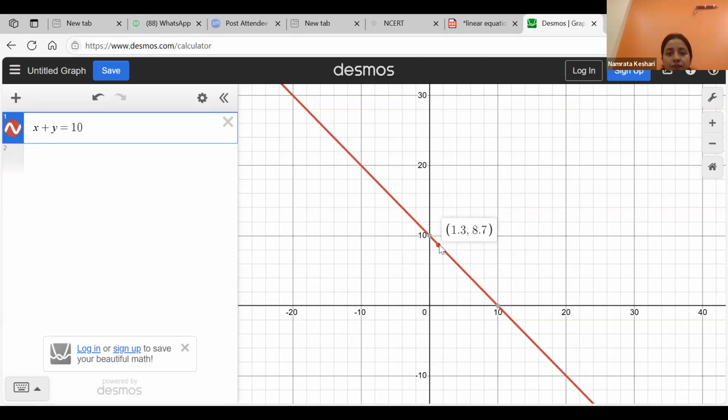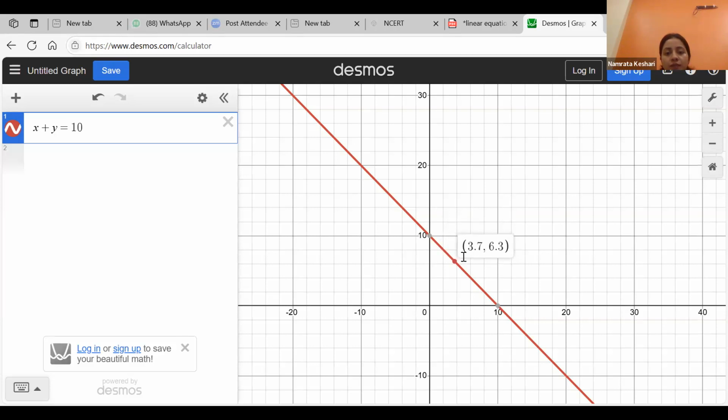Can you see? Just a moment. X can be 1 and y can be 9. Can you see? Yes, ma'am. This is also one of the possible answers. What about the next one which we had taken? I'm trying to take those points first. x can be 2 and y can be 8, right?